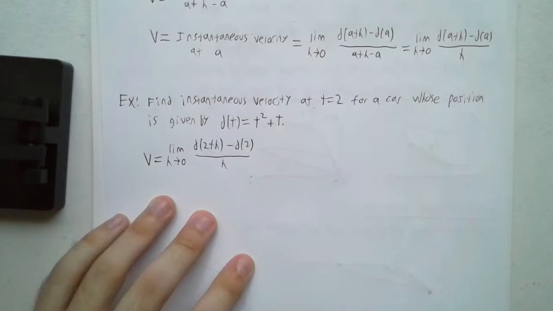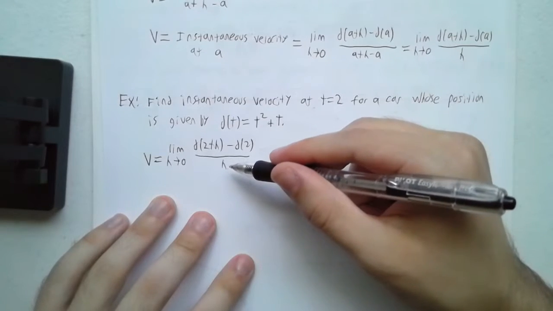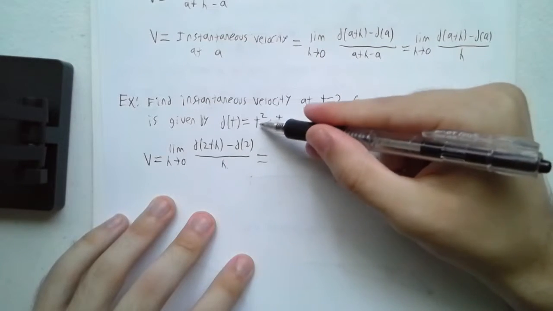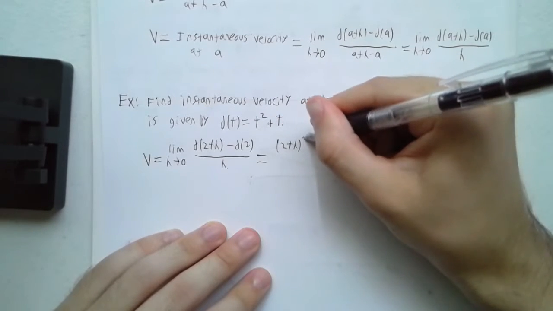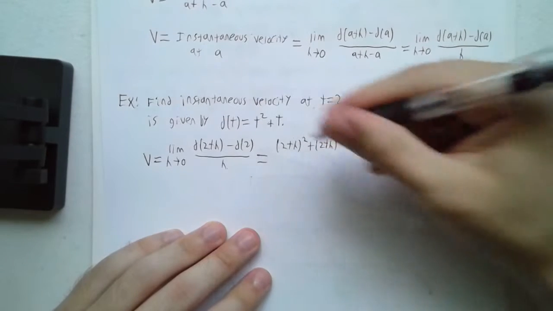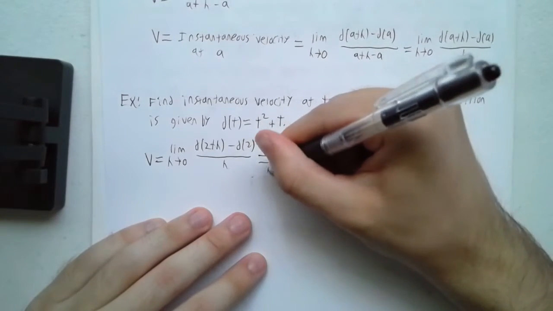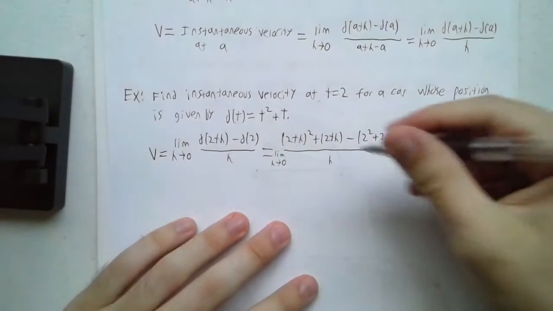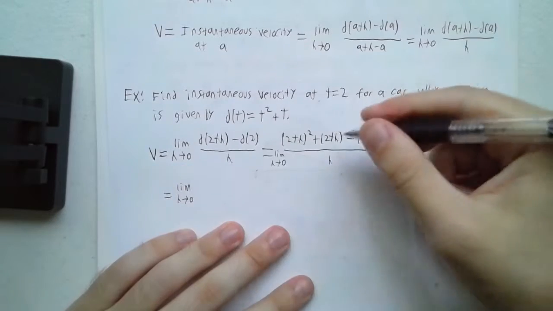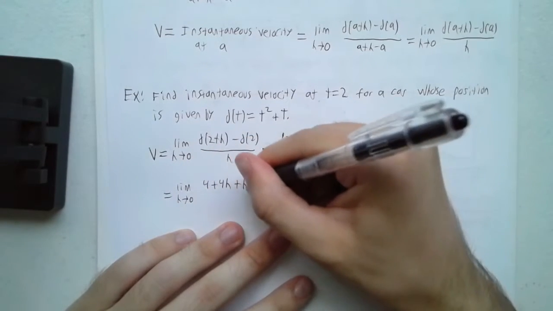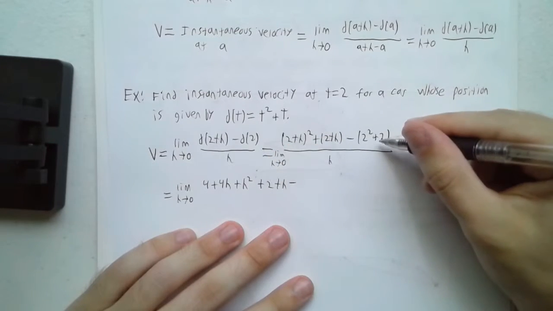So instead what we need to do is first simplify this expression, see if somehow we can get rid of this h in the denominator that causes trouble. So let's start by plugging in 2 plus h to our formula for d of t. So we have 2 plus h squared plus 2 plus h minus d of 2 gives us 2 squared plus 2, all divided by h, and we still have a limit as h approaches 0. Now, if you expand out this square, then you'll get limit as h approaches 0, 4 plus 4h plus h squared. That's from this first term. Then we still have the plus 2 plus h. And then this, if you simplify it, will be minus 6 divided by h.